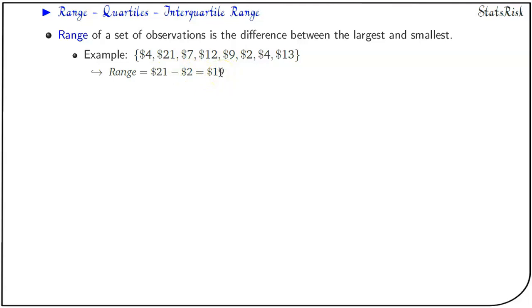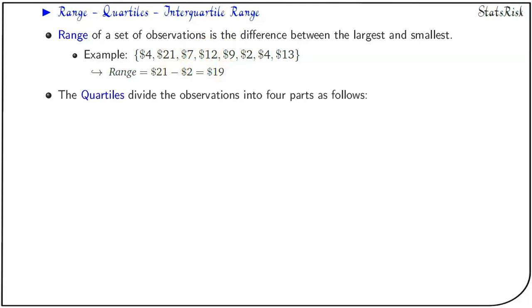One thing to observe here is that the range has the same units as the observations themselves. What I mean by that is, if the observations are in dollars, the range would also be in dollars. And if the observations are in pounds, the range would also be in pounds.